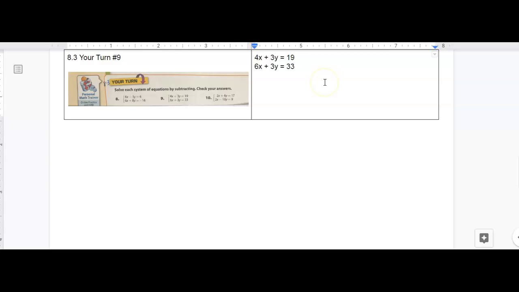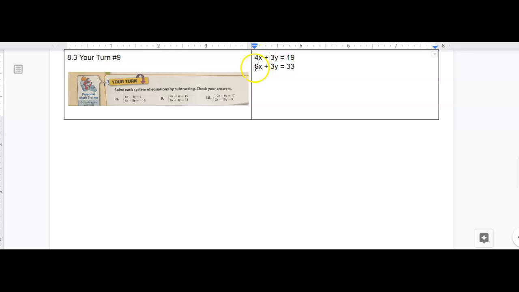So when I look at both of these, what pops out at me is those 3y's. They're exactly the same. So since they're exactly the same, if I add them, they're not going to cancel. And remember, we're solving systems by elimination. So what I need to do is subtract them. Now, when I subtract them, 4 minus 6, I'm going to end up with a negative.